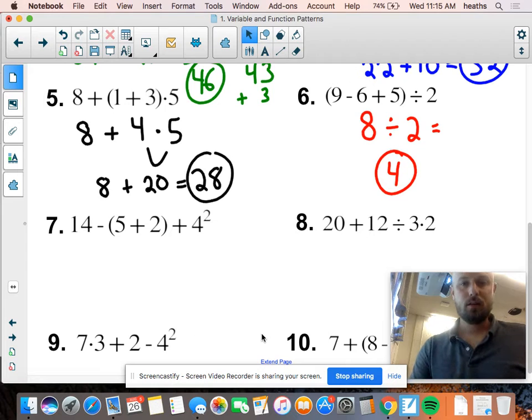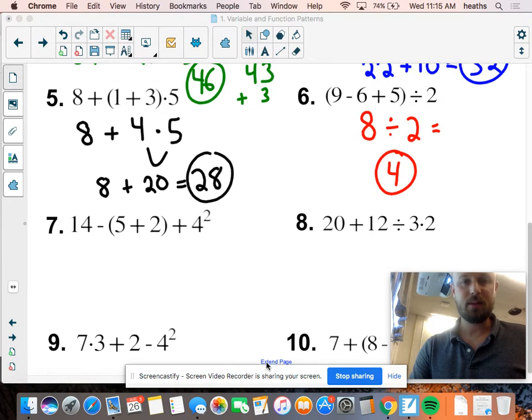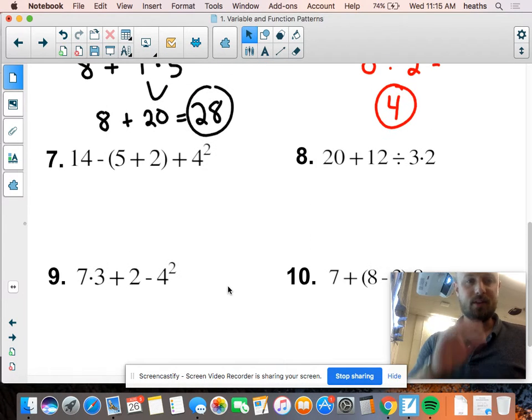Let's extend my page just a bit here. At least I'm going to try. There we go. 7 is going to be 14 minus 5 plus 2 plus 4 squared.